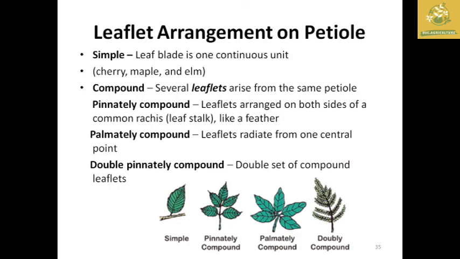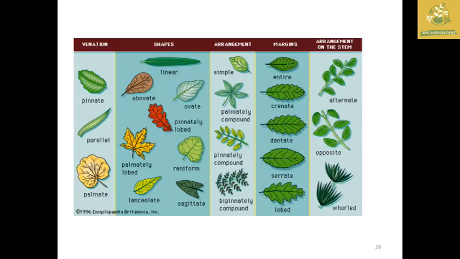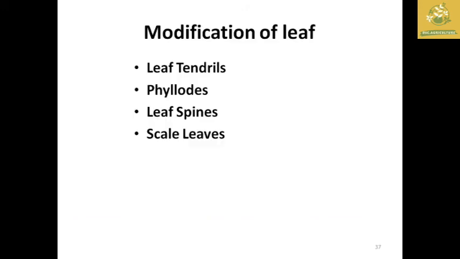And leaf arrangements on petiole. The first one is simple, where the leaf blade is one continuous output. Example cherry, maple and elm. And the second one is compound leaf, where several leaflets arise out of the same petiole, as we have already told you. So there are pinnately compound, palmate and double pinnately compound. So these are the different ones that I have explained as above. So these are the different venation as well as shapes, arrangement, margin and arrangement on the stem classifications.